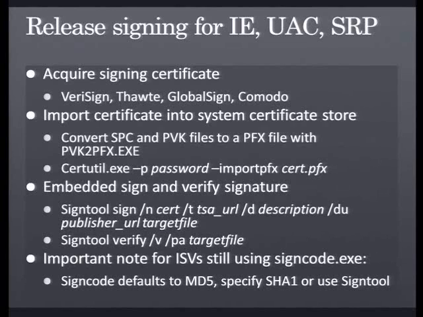The syntax for verifying the file is the same. Also, some people have been code signing for a very long time, and they might be using a legacy tool called SignCode. This tool defaults to using MD5, which is not a cryptographically secure hash function. So it's important that if you're doing that, you should upgrade to using SHA-1 or upgrade to using SignTool.